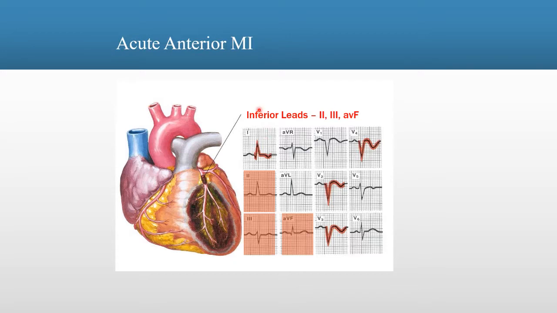As you can see, the inferior leads are evaluated by 2, 3, and AVF, which I've highlighted here. Remember, 2, 3, and AVF indicate the inferior portion of the heart. You can also see the right coronary artery feeds these portions of the myocardium.